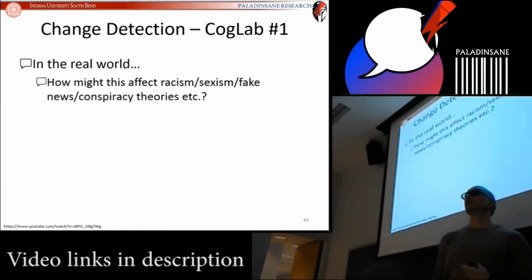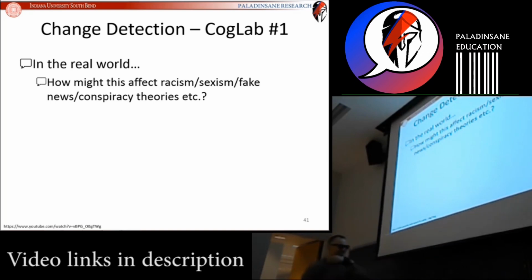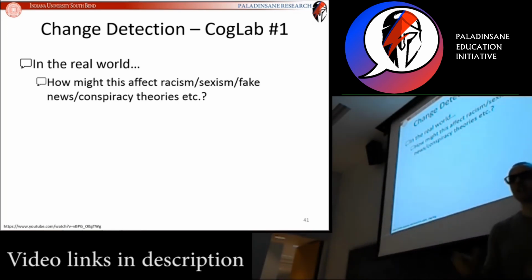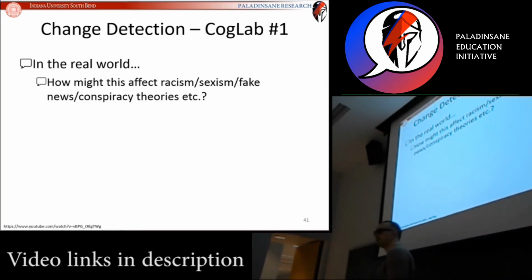Oh, okay, so I jumped the question. Again, how might this affect racism, sexism, fake news, conspiracy theories? Basically, the answer is that if something is part of your group, then you will process it in a more detailed manner. You will pay more attention to it. If it's outside of your group, you will process it in a less detailed manner, making more broad strokes. So that can help explain racism and sexism.